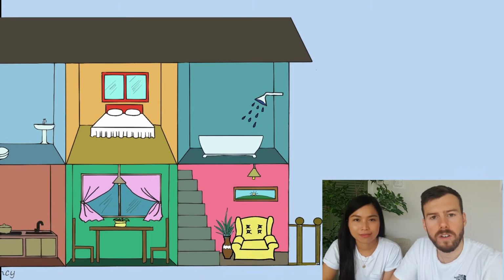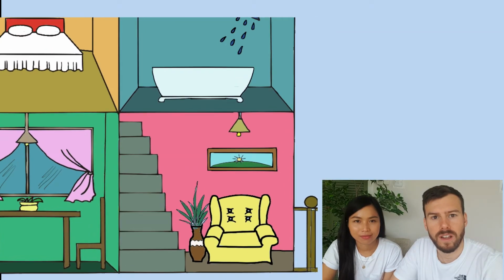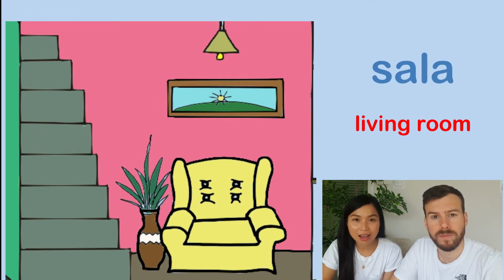So now we're going to go through and list some of the rooms in the house. And the first one is living room. So how do we say that one? Sala. Living room is sala.